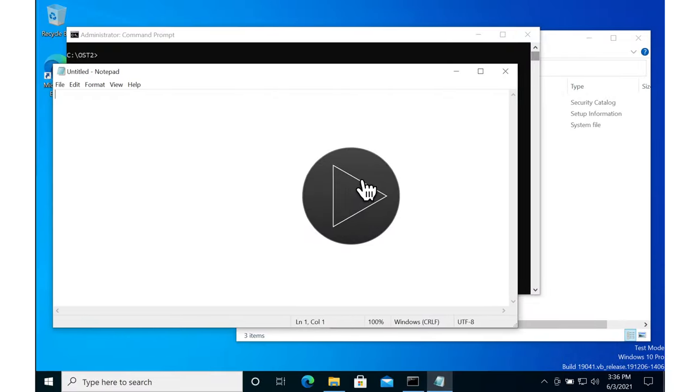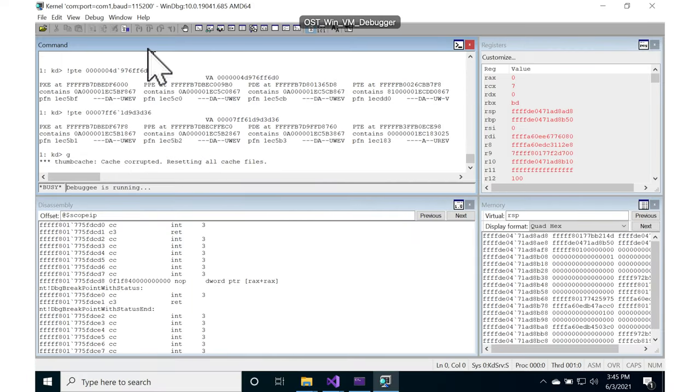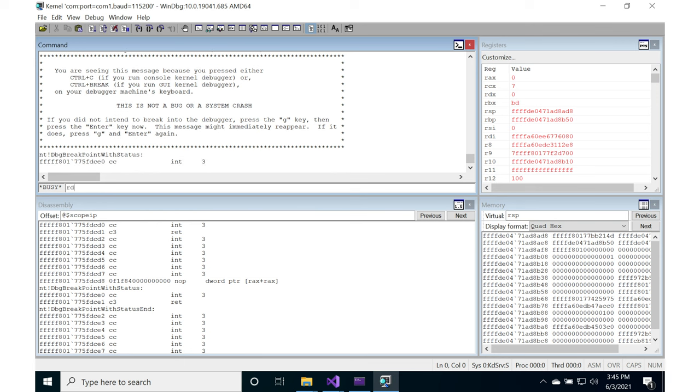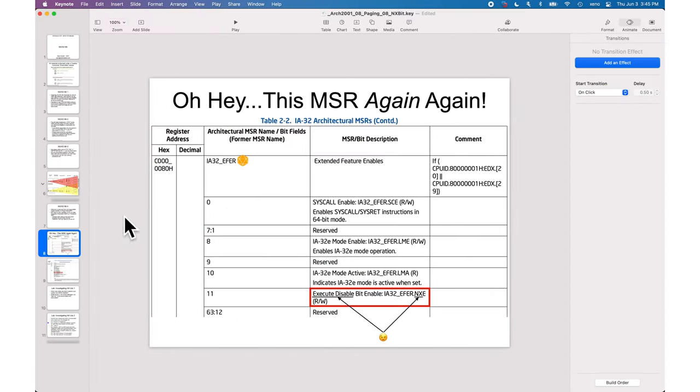So let's go ahead and start our debugger and break in. Gonna do read MSR C0000080. And then what are we looking for? We're looking for whether or not bit 11 is set.